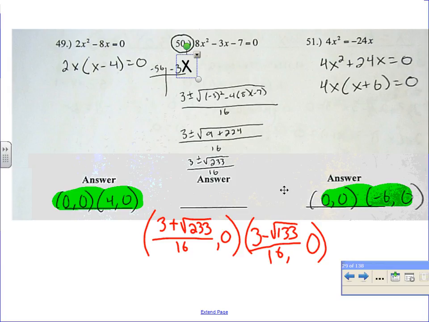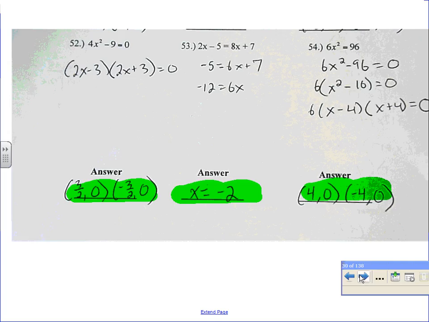Oh, yeah. Thank you, Jared. Sorry, that should have been a 2. My fault. All right. Number 52 should be 3 over 2, 0, negative 3 over 2, 0. 53, x equals negative 2. 54 is 4, 0, and negative 4, 0.